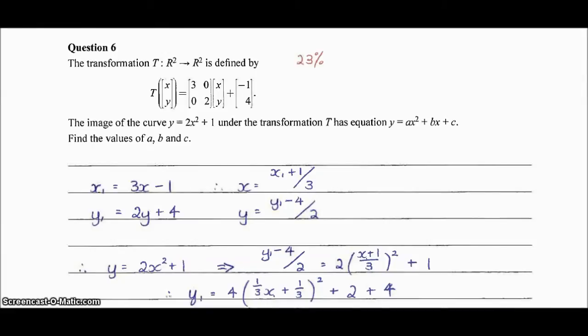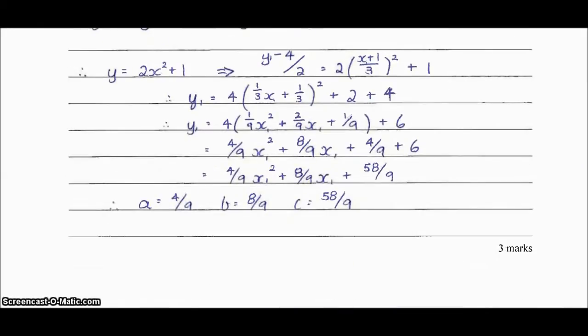So once you've done that, all you have to do is take your original function, which is y equals 2x squared plus 1, and instead of y, sub in y minus 4 on 2, and instead of x, sub in x plus 1 on 3. So we'll leave our dashes here. Once you've done that, it's just a matter of rearranging this, expanding and simplifying so that we can get it into the form ax squared plus bx plus c.